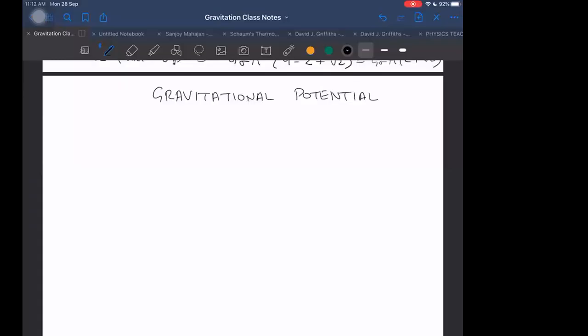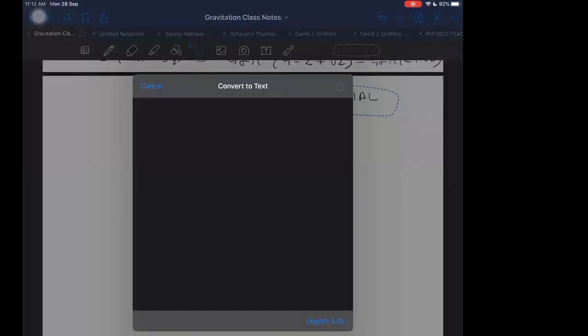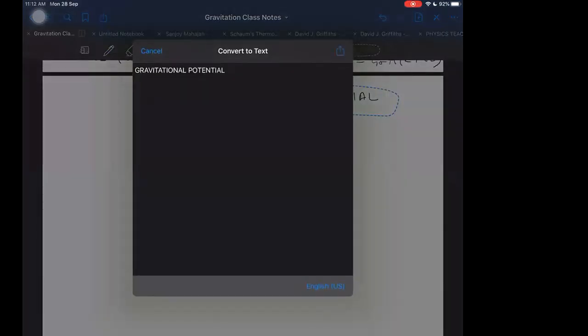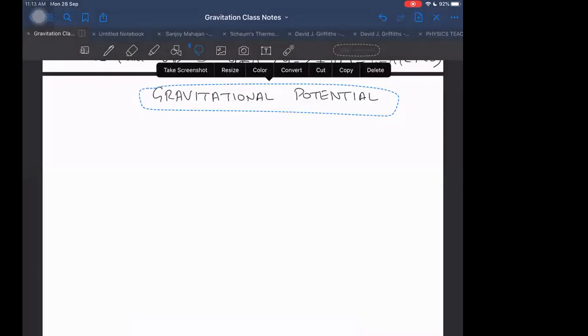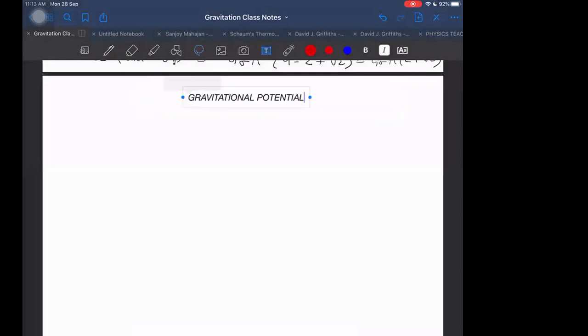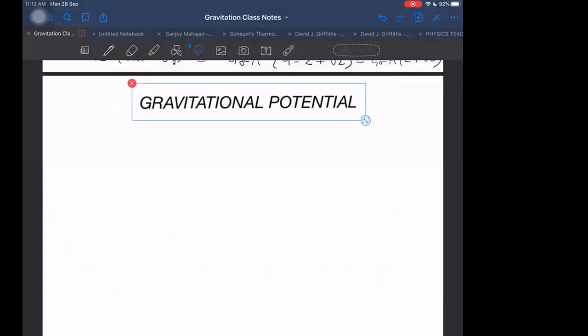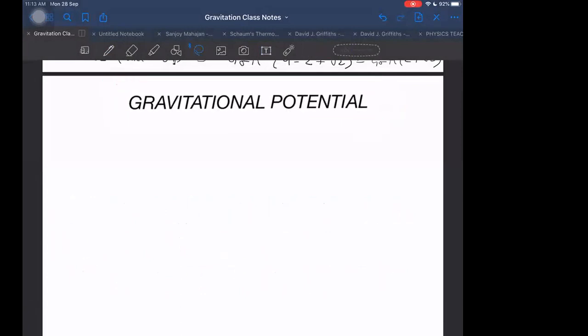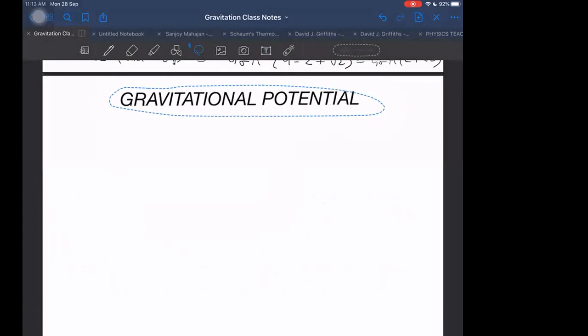Gravitational potential. So, gravitational potential and gravitational potential energy, both. In fact, first we will start with potential energy, then we will come to gravitational potential also. So I can start with gravitational potential energy first.